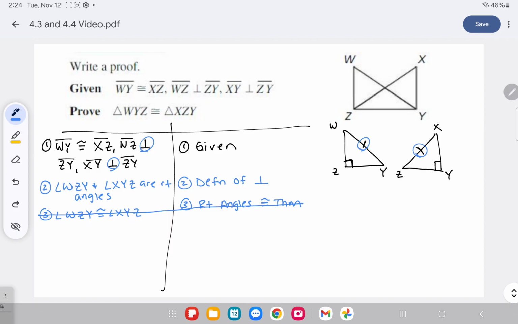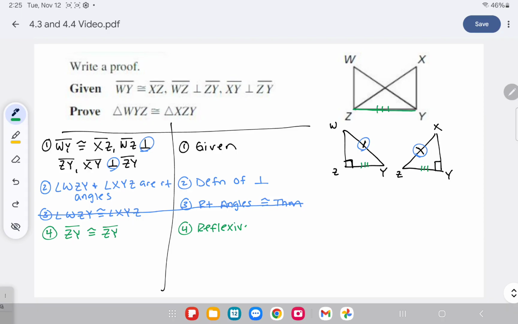We've already used our given statements to say that we have right angles. We still need one more thing. If we're going to use hypotenuse leg, we still need to prove that one of the pairs of legs are congruent. So if we look at our original picture, we can see that these triangles overlap, but they share side ZY. So because that's a shared side, we can mark that up as the reflexive property.